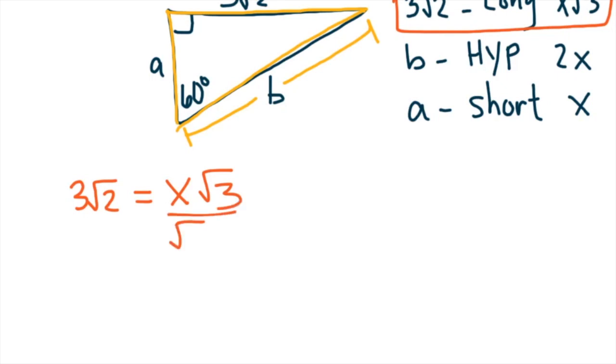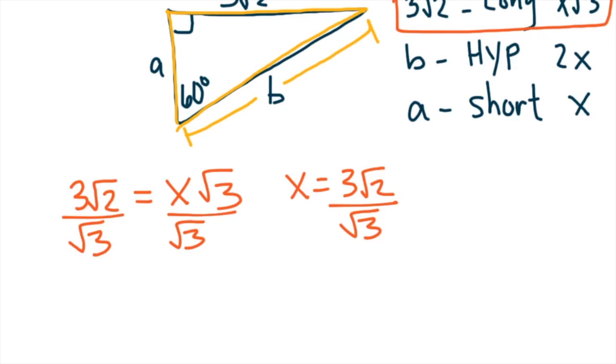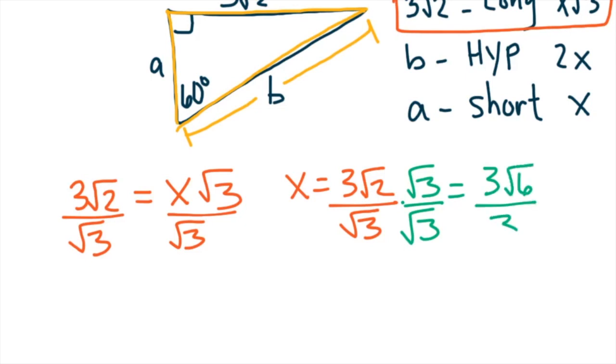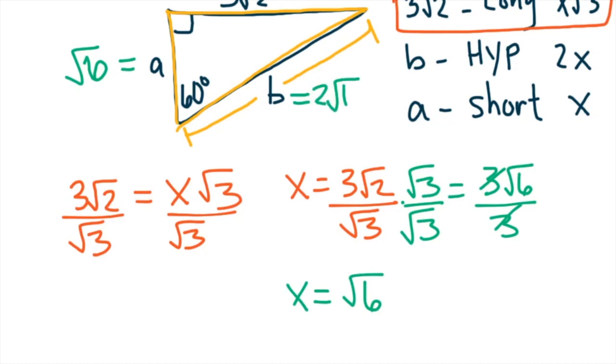To solve this, we simply divide both sides by radical 3. But as you know, we can't leave our answer as 3 radical 2 over radical 3. We have to rationalize. So when I rationalize this, I get 3 radical 6 over 3. And those 3's will cancel, and the answer is simply radical 6. So now we have that key, that short leg. So I'm going to take that key, and I'm going to multiply by 2 for my hypotenuse. So my hypotenuse B is simply 2 times radical 6.